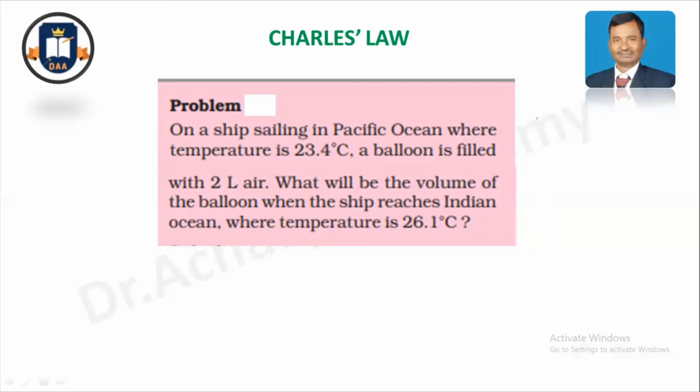What is Charles' law? Charles' law says the volume is proportional to temperature when temperature is in the absolute scale or Kelvin scale. We have to remember that we always have to convert the centigrade temperature to the absolute scale by adding 273.15.